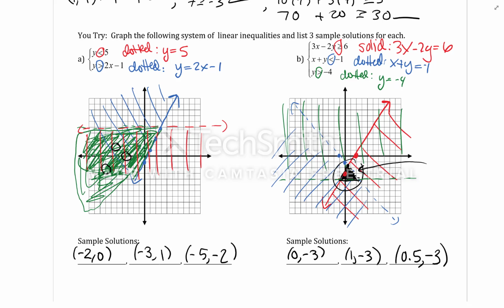So there wasn't a lot of variety in my sample solutions. I picked the x-intercept of the red line because you can include points that are on the line, because it's equals. I included the y-intercept of that line because I could clearly see it was in the area. And then I picked points around it. I saw that I could scoot over 1 at -3 and it was still in there. And then if I go half the distance from the x-axis and down 3, I'll be in that teeny triangular area. So those are the points that I chose for my sample solutions.